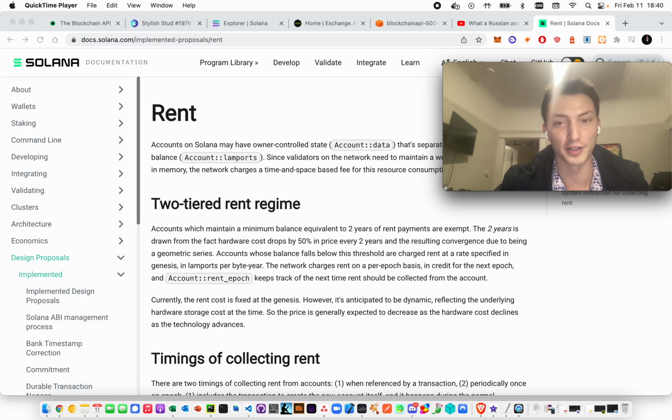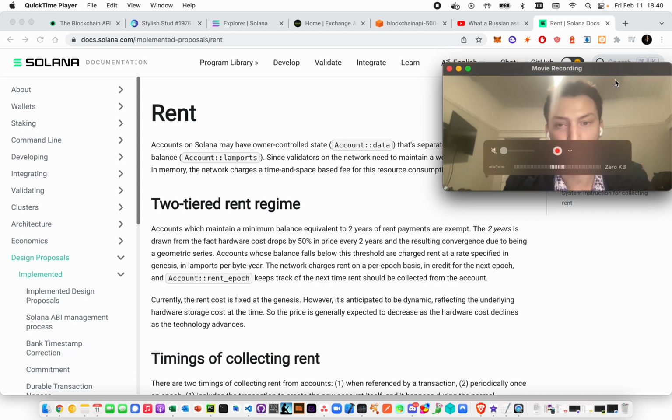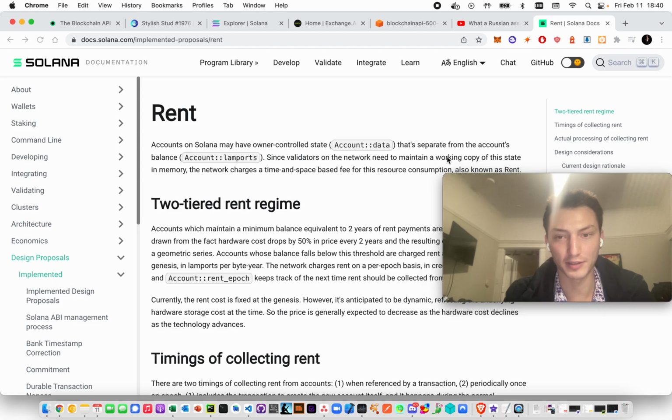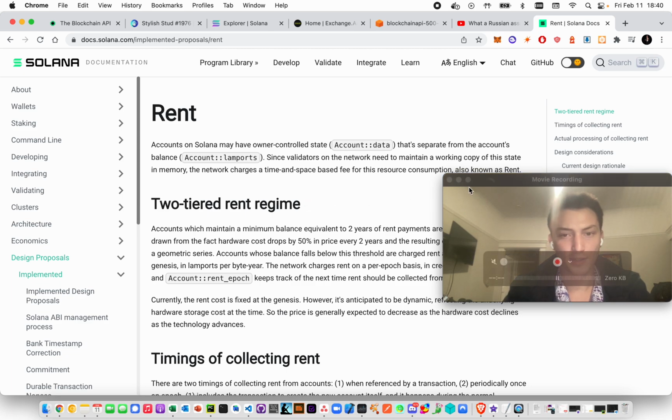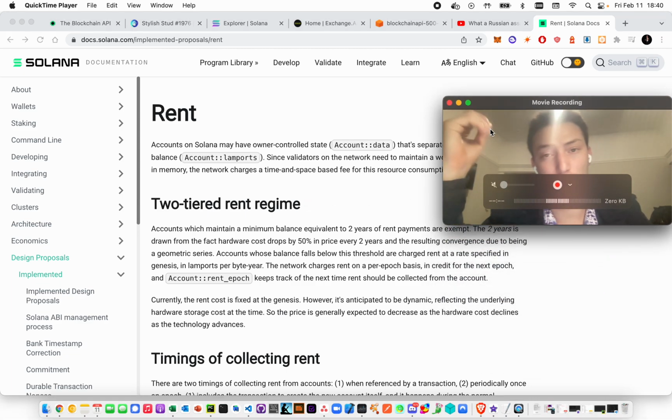Okay, so the first thing is, what is rent? Well, you got to pay to store the data. Right, it says right here in the documentation, maintain a working copy of this state in memory. All right. Second thing is Moore's Law.